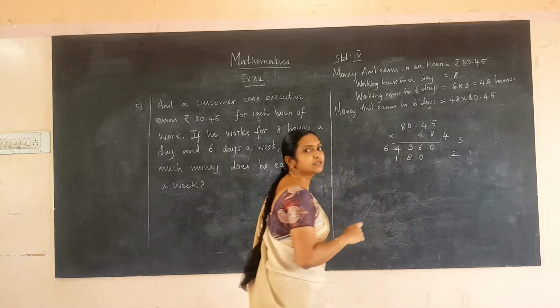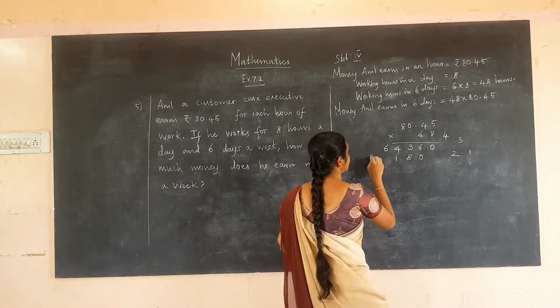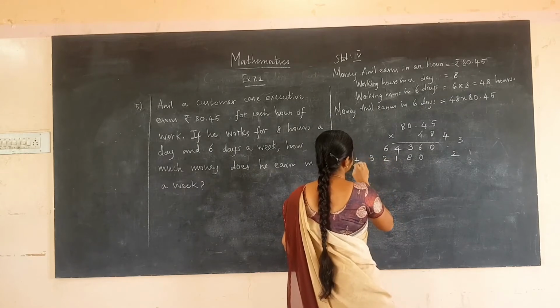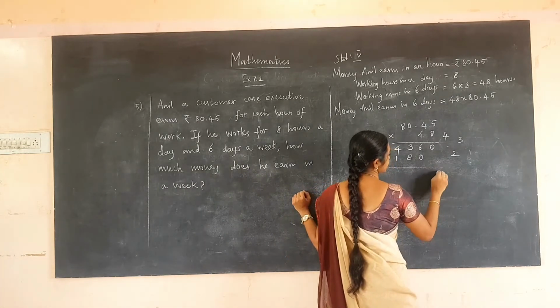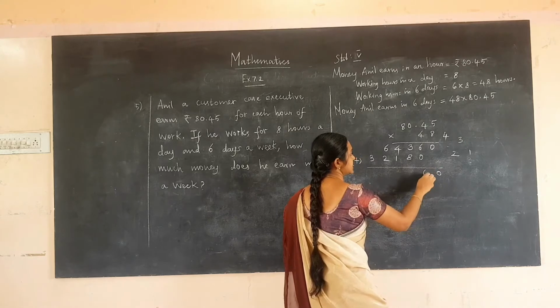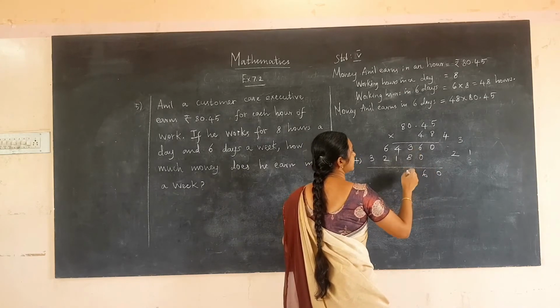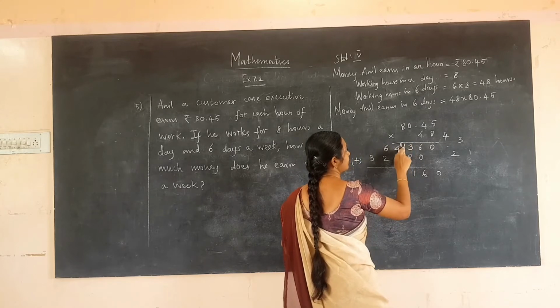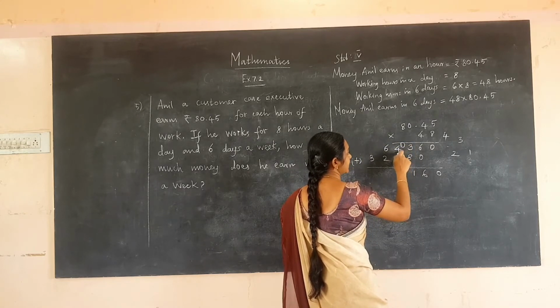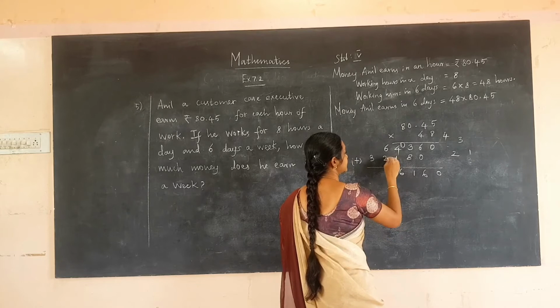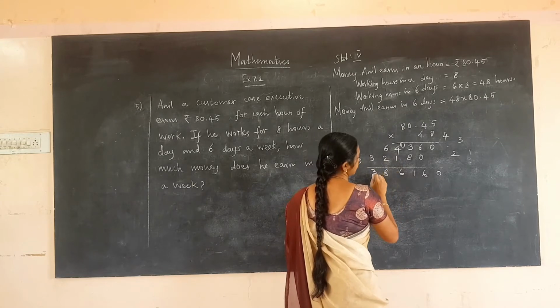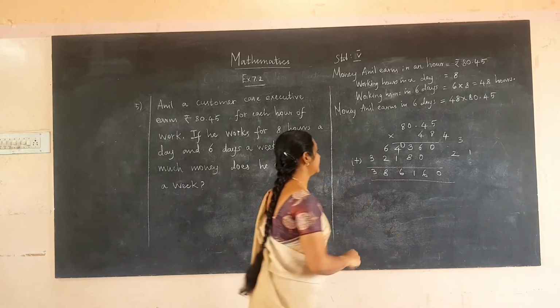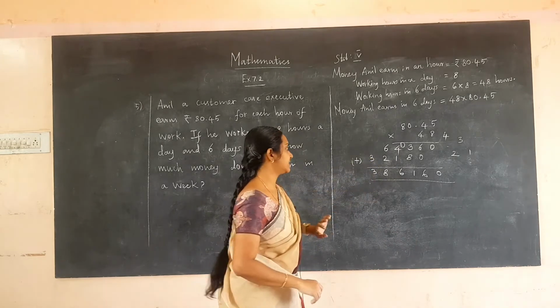8 4s are 32. Now add. 0. 6 plus 0 is 6. 8 plus 3 is 11. 4 plus 1 is 5. 5 plus 1 is 6. 6 plus 2 is 8. And here 3. Here we don't have any number, so write 3 as it is.